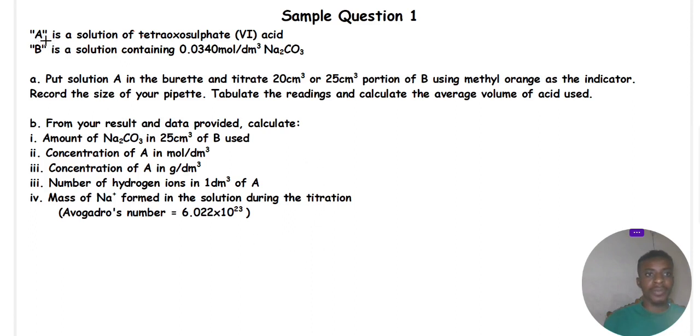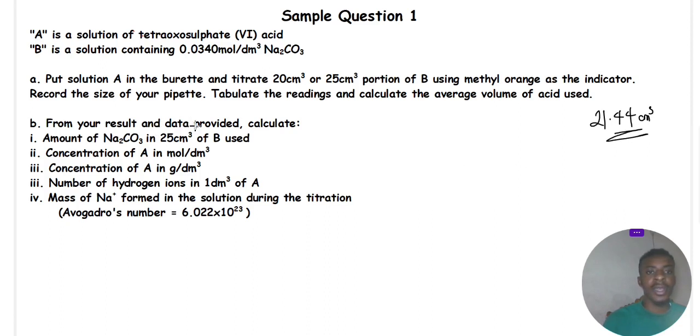It says A is a solution of tetraoxosulphate(VI) acid, then B is a solution containing 0.0340 mole per dm cube of sodium carbonate. As usual, put A in the burette and titrate 20 cm cube or 25 cm cube portion of B using methyl orange as indicator. Record the size of the pipette, tabulate the readings, and calculate the average volume of acid. So from our previous video, our endpoint is we're using 21.44 cm cube as the average volume of acid used.